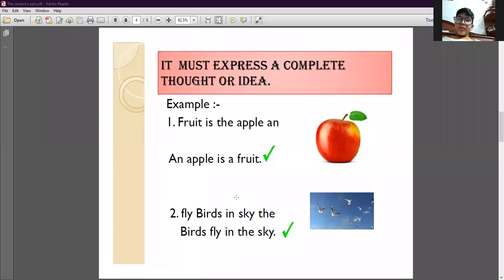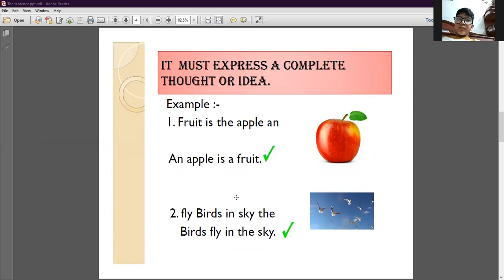So that's why we have to write, birds fly in the sky. Yes, we all have understood. Birds fly in the sky. You can see the image. The birds, what are they doing? Now they are flying in the sky. So here you know the meaning of the sentence. Okay, this is called a sentence. What is this called? It is called a sentence.